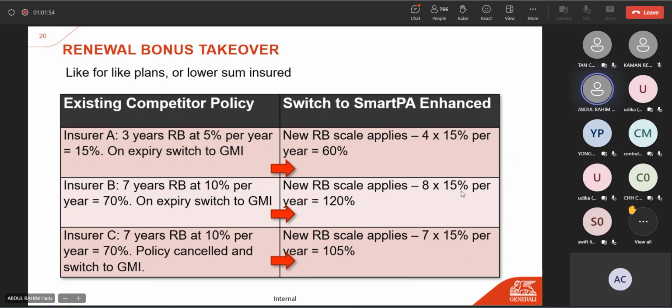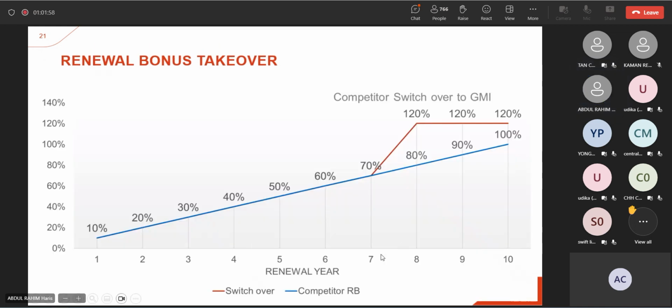I hope this is clear. Yep, so this is an example. So once you switch them over, in this example on the 8th year, you give them the 8 times 15, up to 120% already. Okay.